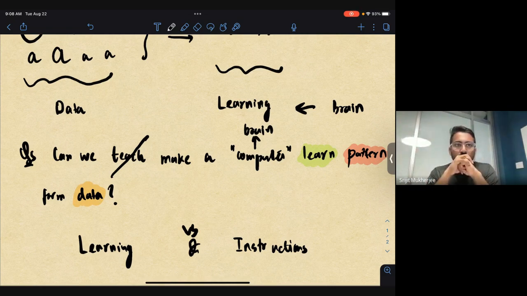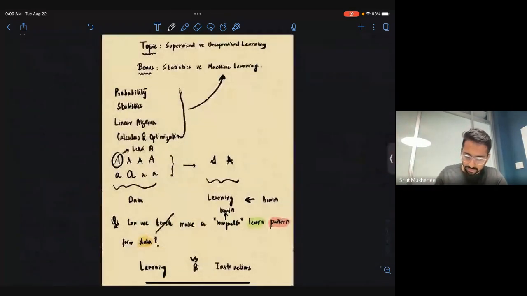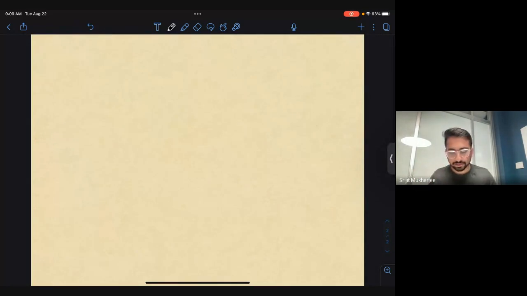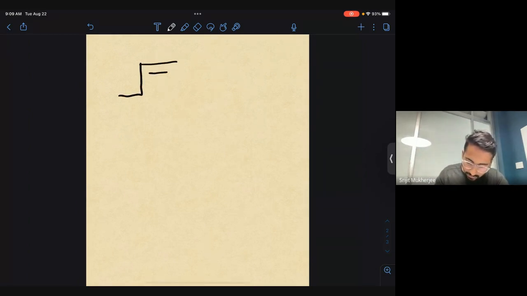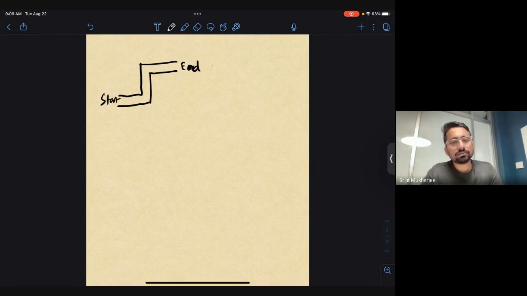Let me go to the next page. Learning versus instruction. This is very important, because this is where it's important to understand the difference. So there is a road, let's say, like this. Here is your starting point. You start here. Here is the end. Now you are teaching a machine to go from start to end. Can you tell me how will you teach it to the machine?